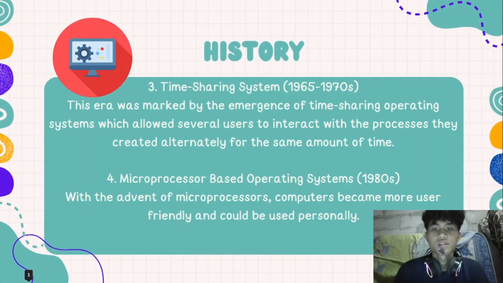Number 3, time sharing system. This era was marked by the emergence of time sharing operating systems, which allow several users to interact with the processes they create alternately for the same amount of time. Number 4, microprocessor-based operating system. With the advent of the microprocessor, computers became more user-friendly and could be used personally.